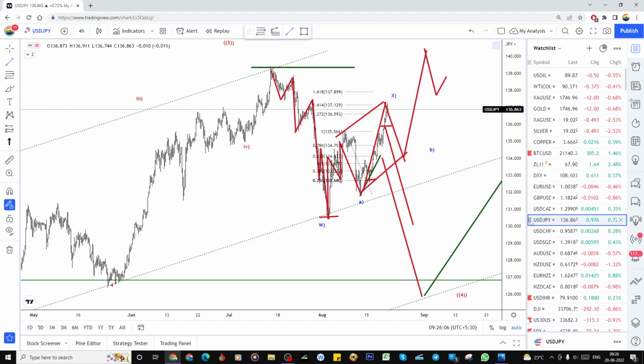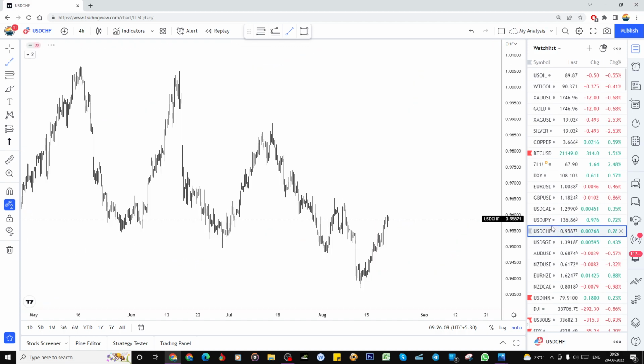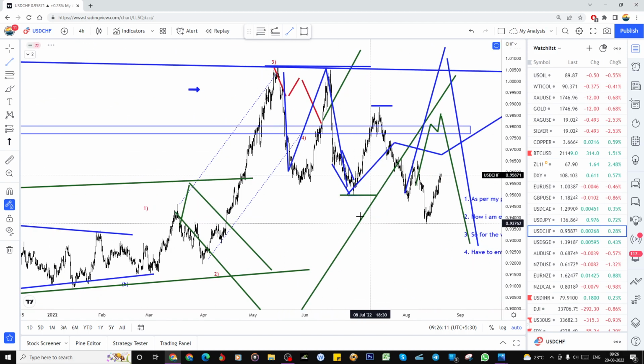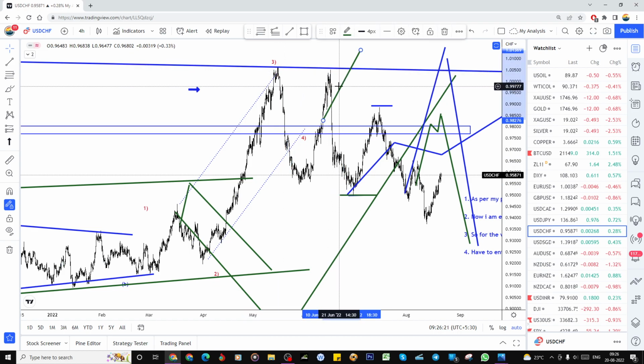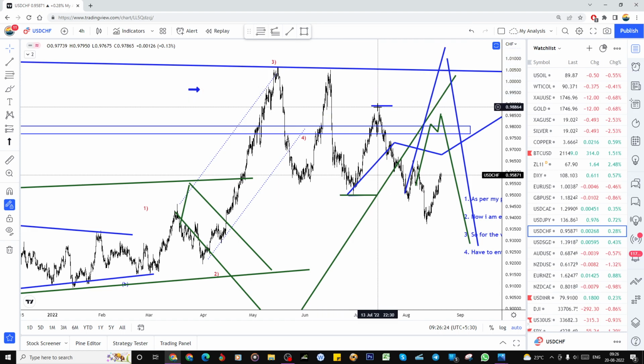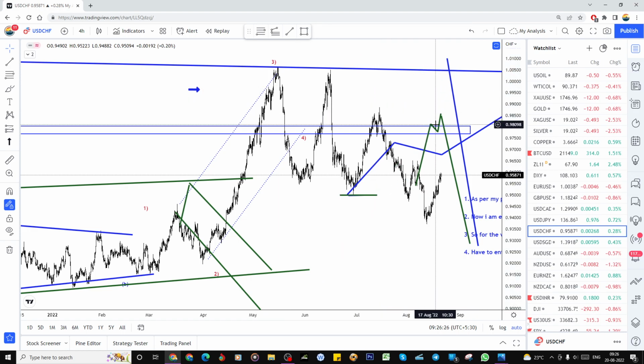So now the next is USD CHF. Here, last week I explained, right, whether this could be the five-wave structure. Once again, I will just clear the chart because I didn't clear it. So one second.